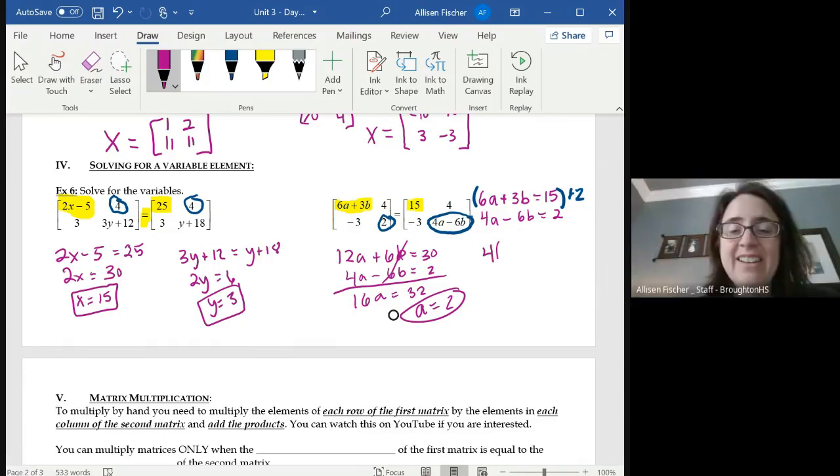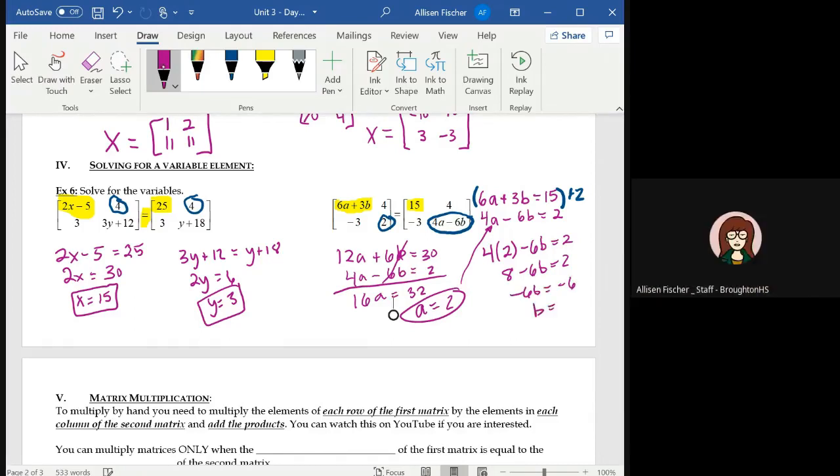So I'm going to substitute this into the second equation because that's the one I didn't mess up on. So 4 times 2 for the A. So I'm substituting that into here. 4 times 2 minus 6 times B equals 2. So you get 8 minus 6B equals 2. Subtract 8 from both sides. You get negative 6B equals, guess what? Negative 6. So B equals 1.